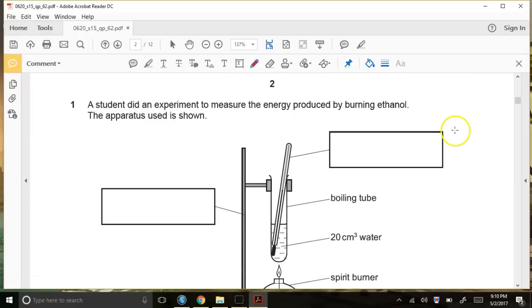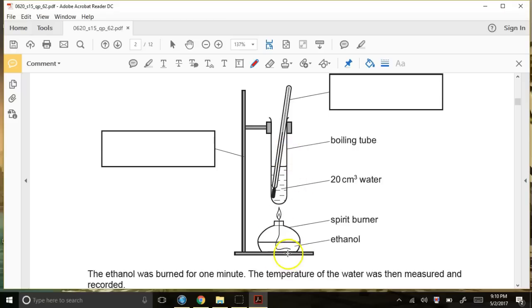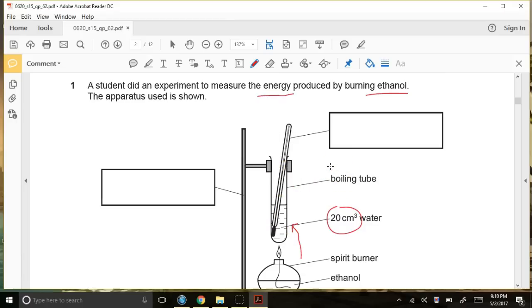So let's have a look at the first question. Now here the question talks about burning of ethanol. So ethanol is a fuel. We're going to burn ethanol and we're trying to figure out the amount of energy that is going to be produced. So ethanol is kept here, and as ethanol is burned, the heat is being transferred onto 20 centimeter cube of water there, and the objective is to find out how much energy this would give off.